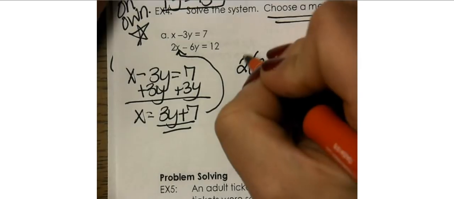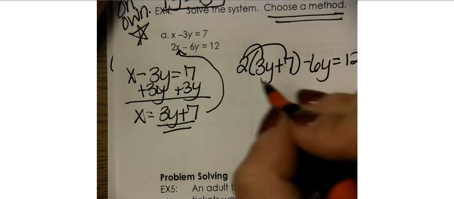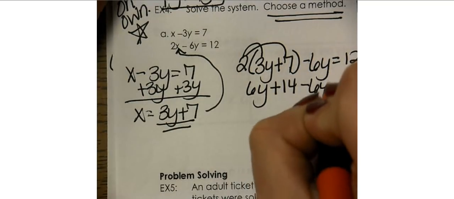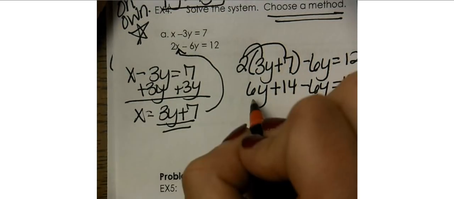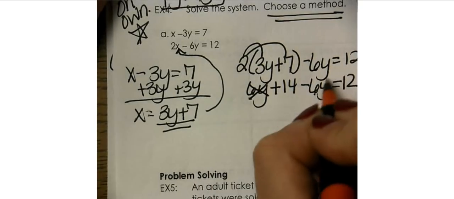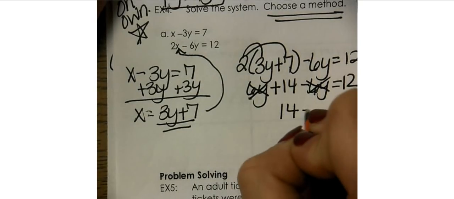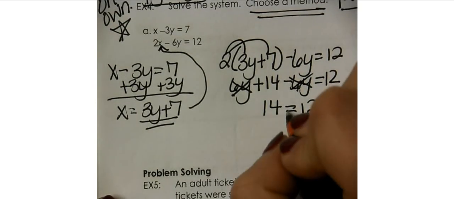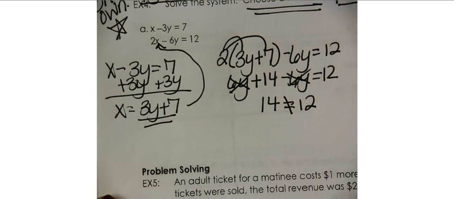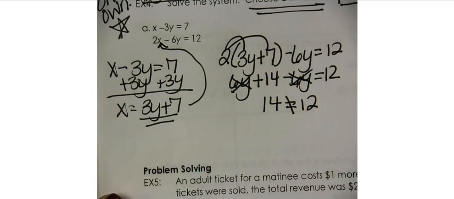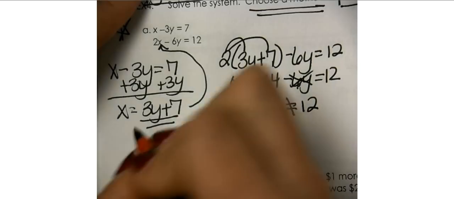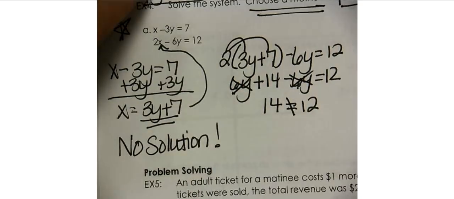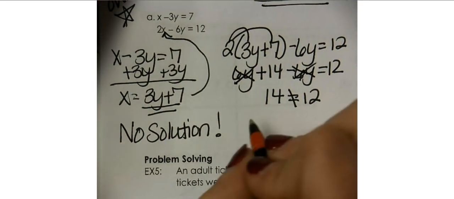So now I'm going to distribute the 2 to each term to make this 6y plus 14 minus 6y is equal to 12. 6y minus 6y becomes 0y. They cancel away, and we're left with 14 is equal to 12. But 14 does not equal 12. They are completely different numbers. I'd much rather have $14 in my pocket than $12. They're not the same. And what that means is that we have no solution. These are parallel lines, and we call this system inconsistent.